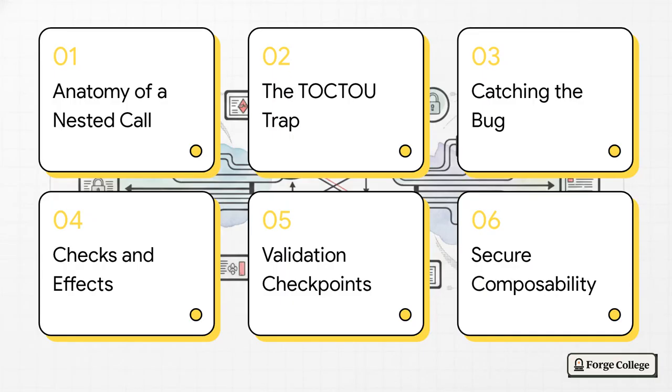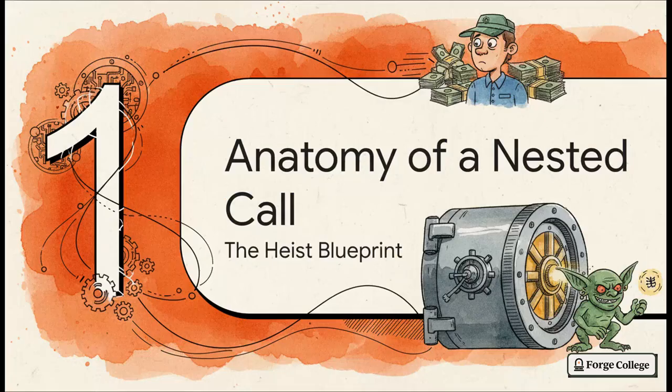We're going to cover: 1. The anatomy of a nested call, 2. The TOCTOU trap, 3. Catching the bug, 4. Checks and effects, 5. Validation checkpoints, and finally, 6. Secure contract composability. All right, Section 1, Anatomy of a Nested Call, the heist blueprint.